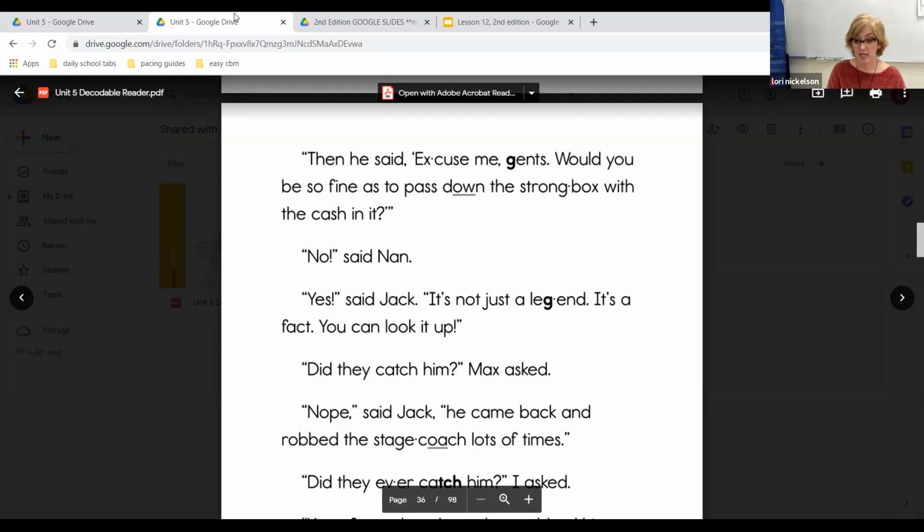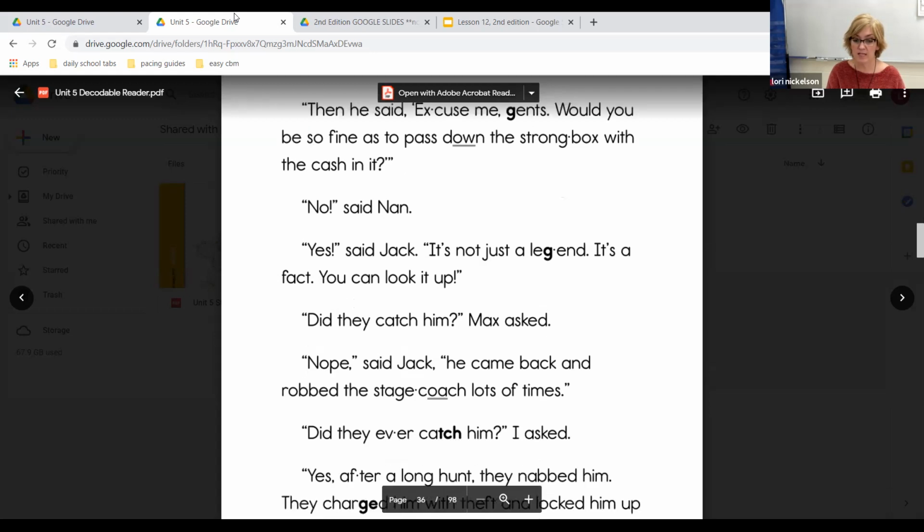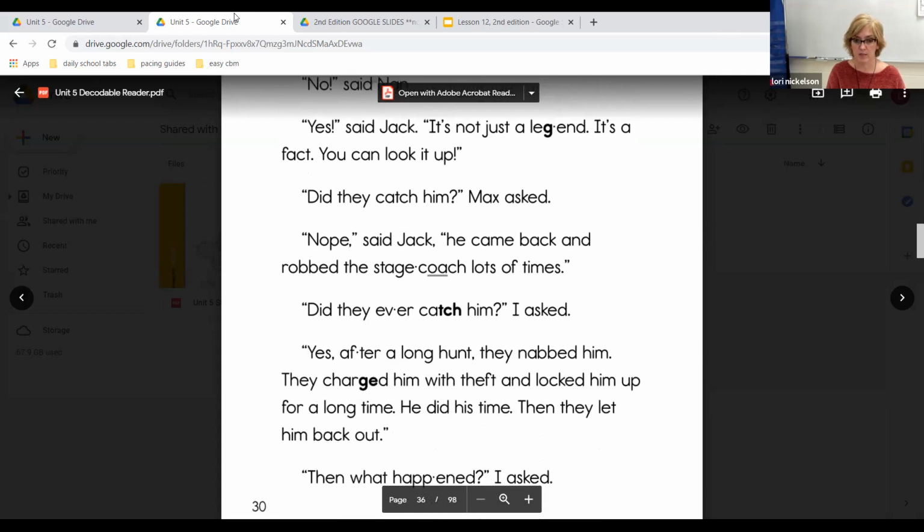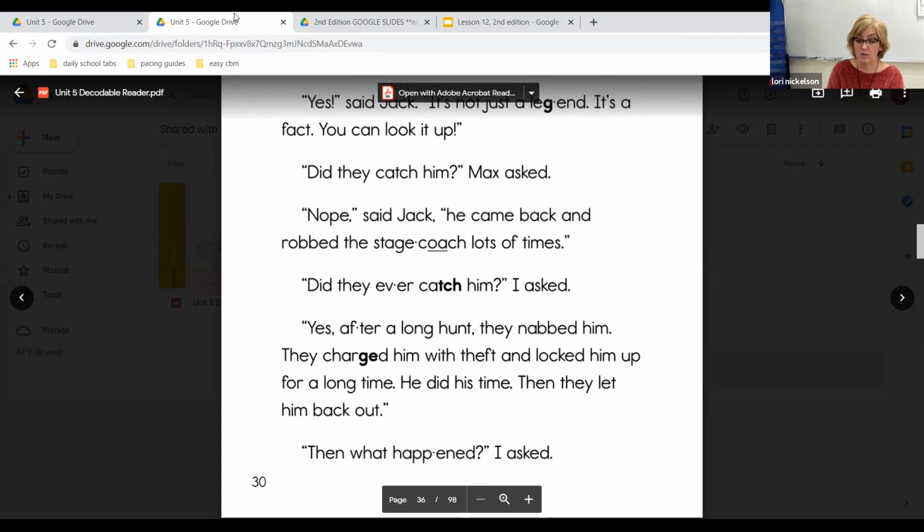"Yes," said Jack. "It's not just a legend, it's a fact. You can look it up." "Did they catch him?" Max asked. "Nope," said Jack. "He came back and robbed the stagecoach lots of times." "Did they ever catch him?" I asked. "Yes, after a long hunt, they nabbed him. They charged him with theft and locked him up for a long time. He did his time, then they let him back out."